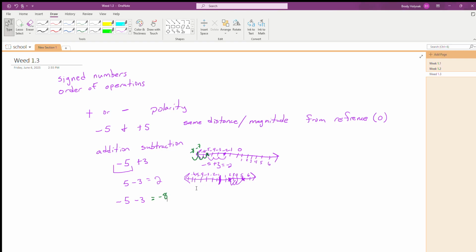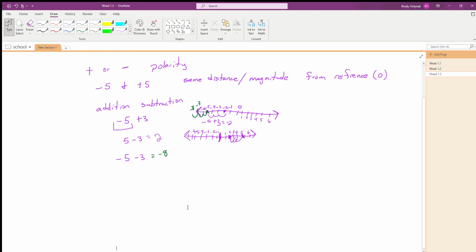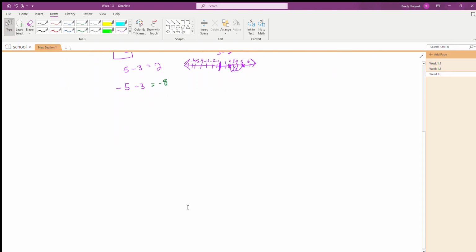Now in electronics, we can have positive numbers and we can have negative numbers. So we just need to be aware of that as we're working through these values. So that's addition and subtraction. Pretty simple.